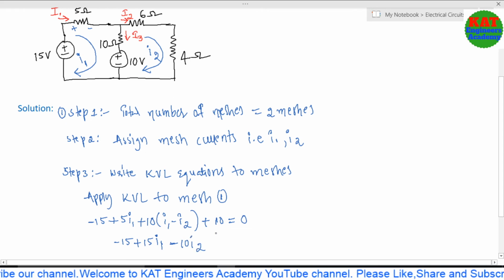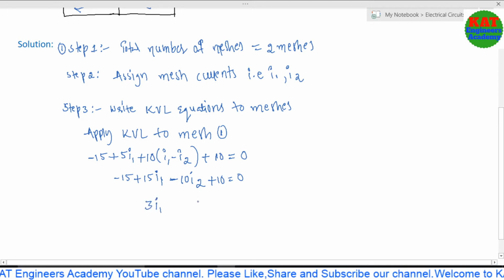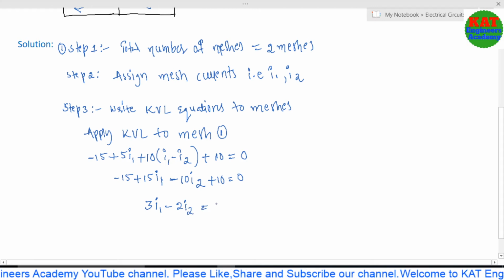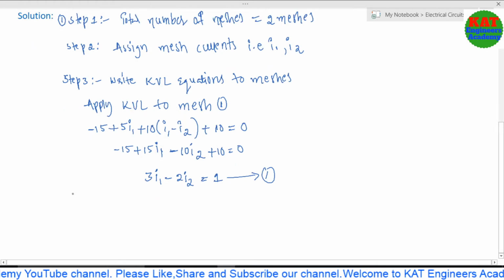Next plus 10 equal to 0. Now if I simplify this equation, 15 minus 15, 10 is nothing but minus 5. Here we will get the 15, here we will get the 10. So finally you take that 5 as a common. Finally we will get the answer: 3 I1 minus 2 I2 equal to 1. Now consider this as the first equation. Okay friends, so applying KVL to mesh 1 is over.